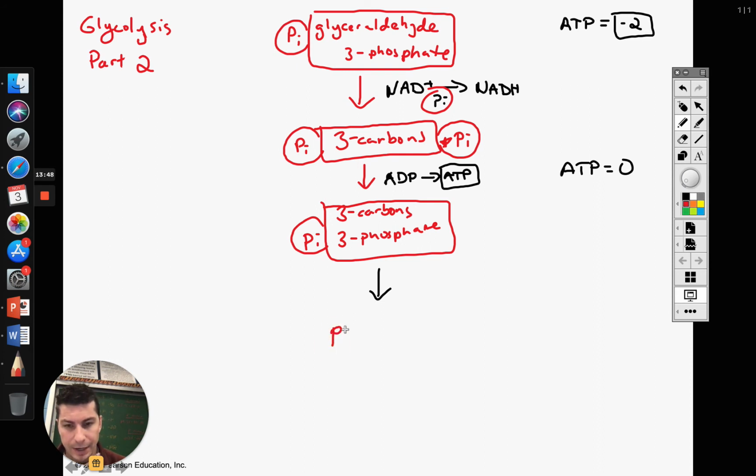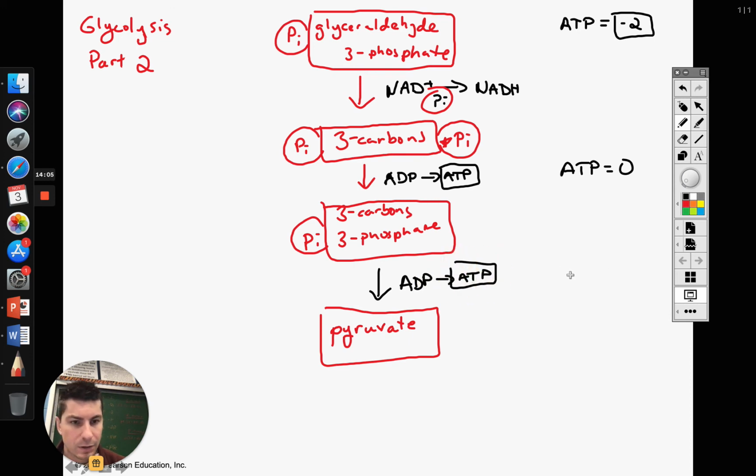I'm just going to go down and we're going to take off that phosphate on the other side. We're going to get pyruvate out of it. In doing so, we are once again going to generate some ATP. One on this side, one on the other side. So overall, we get a +2.